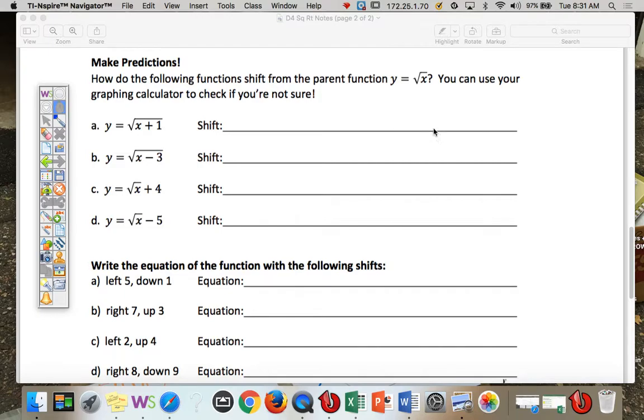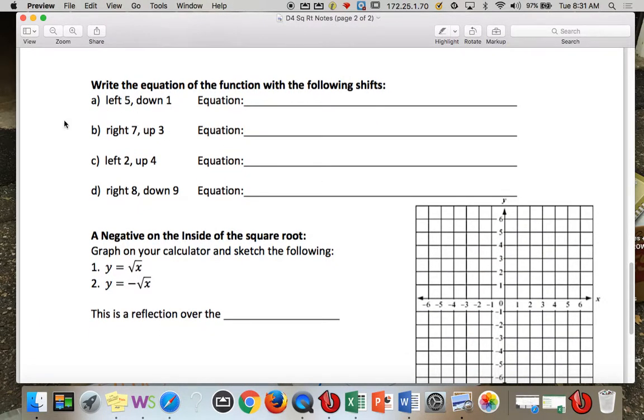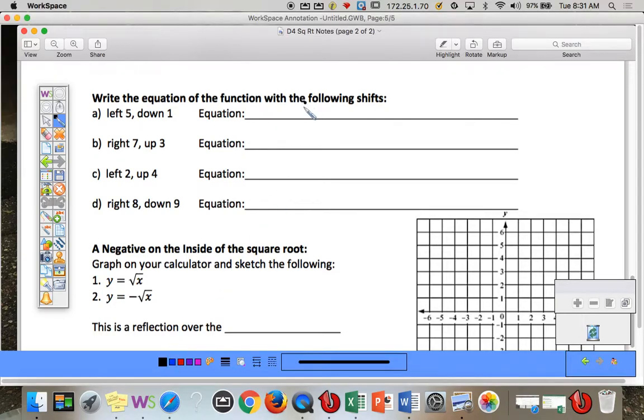Okay, so now let's kind of go backwards. If I give you the shift, can you write the equation? If it goes left 5 and down 1, what will that look like? We have y equals the square root, and left 5 would be in parentheses, x plus, or under the square root, so you don't need the parentheses. You can put it if you want. So left 5 would be x plus 5, but then down 1 would be minus 1 on the outside.